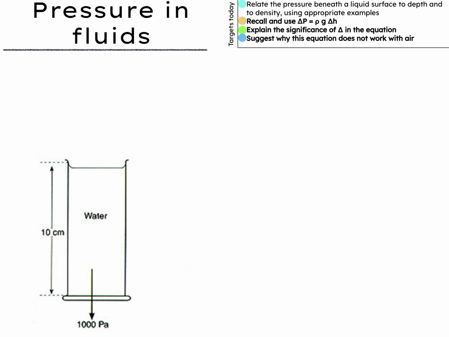Let's start off with this container of water. Don't worry that the 10 centimeter line seems a bit off. It's got water in it, which has a mass, and so there will be a weight, a force, and hence a pressure acting on the bottom of the container.